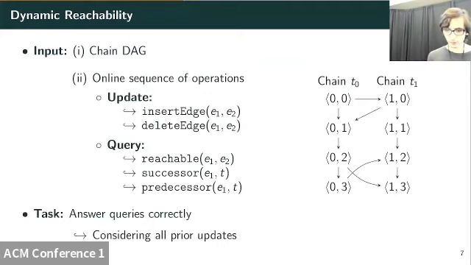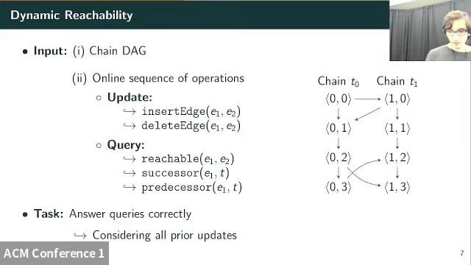I will now go into some of the high-level ideas as to how we achieved this result. The general problem that we would like to solve is called dynamic reachability. The input to this problem is a chain DAG. An example of a chain DAG is shown here. Essentially, we have a DAG that contains some chains, which are totally ordered, and there are some edges that go across these chains. We are also given an online sequence of operations.